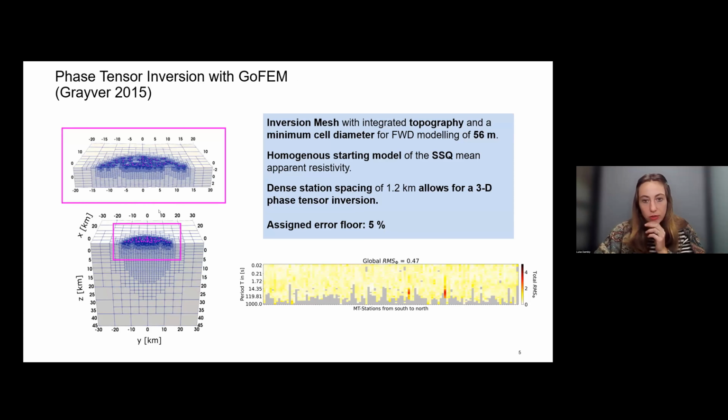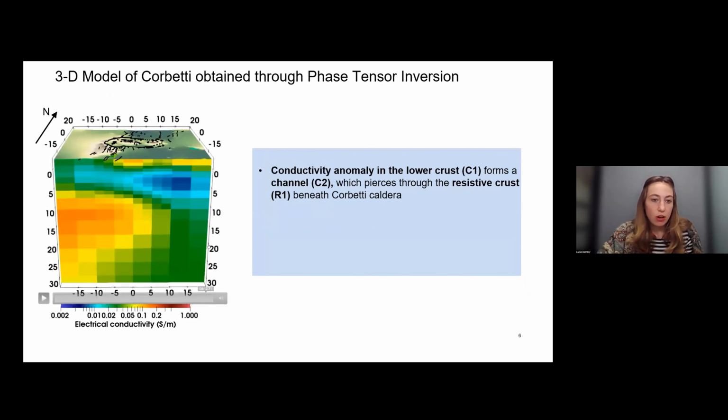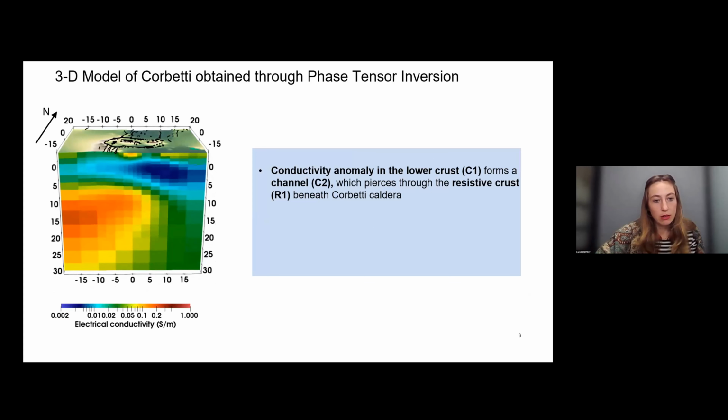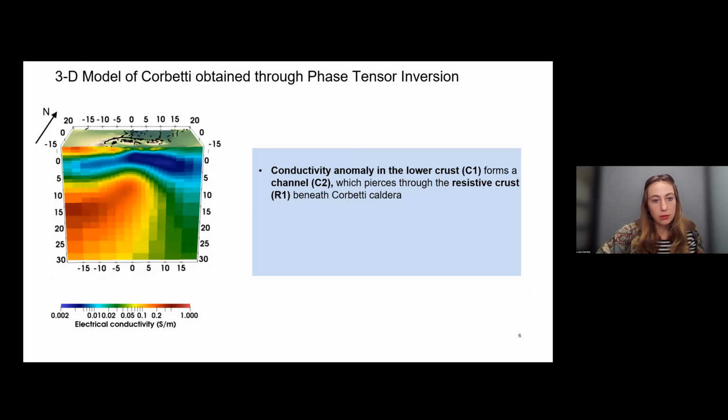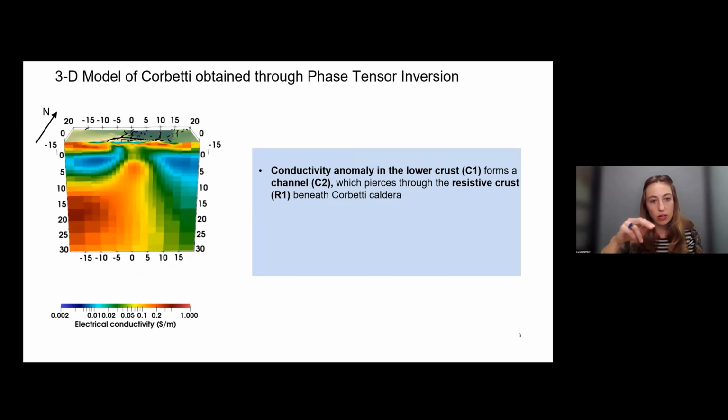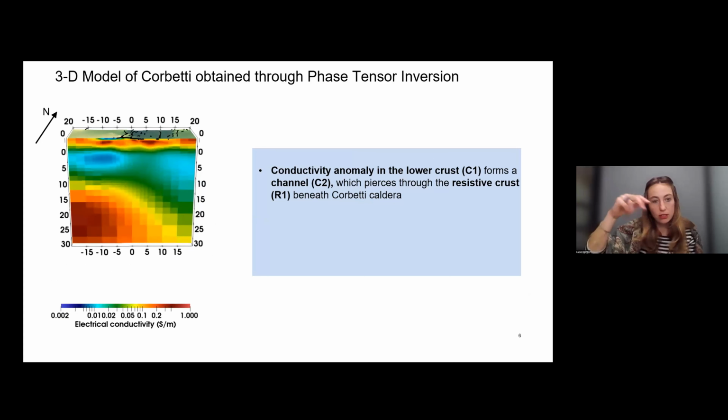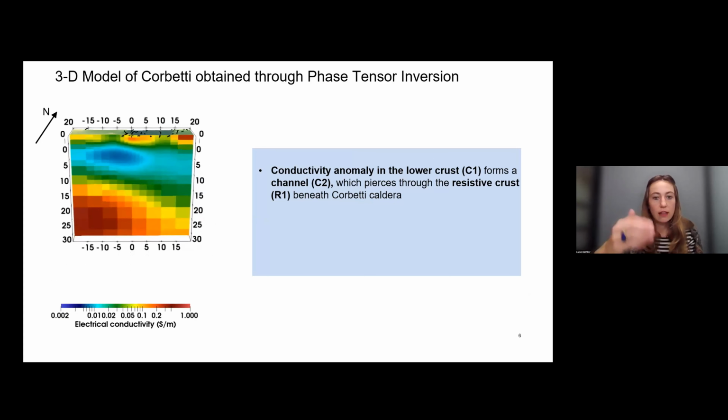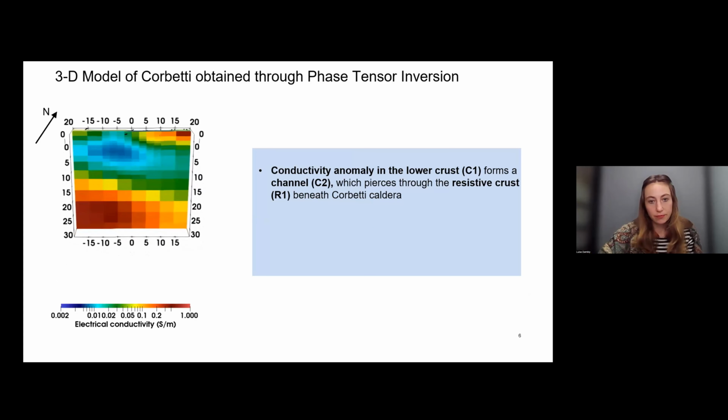Just as background information, we got a nice fit over all stations and at all frequencies, so we can really interpret this model in 3D. And I show you now a video of a profile slice going from the south to the north. And you can see that we have a conductivity anomaly in the lower crust, and then a channel piercing up just in the caldera, and then the crust gets resistive again.